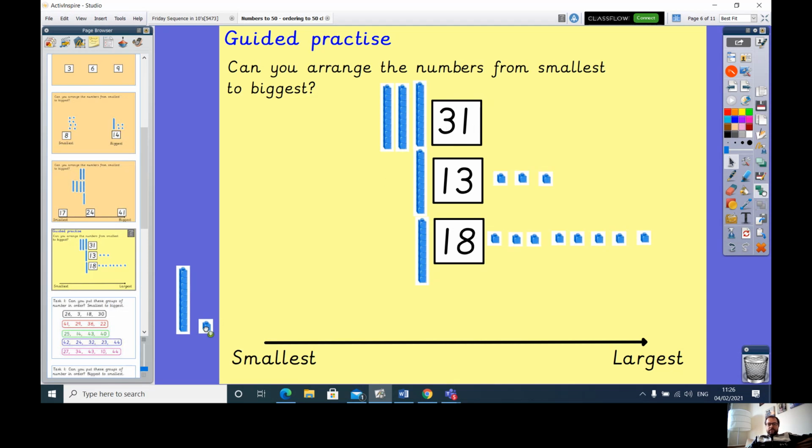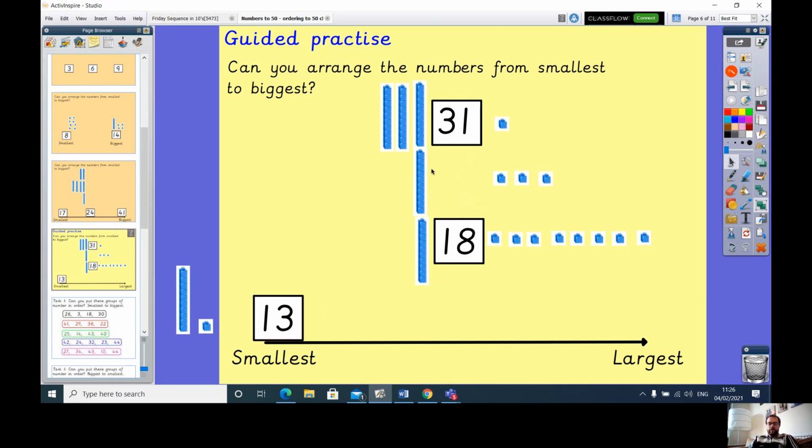How many ones has it got? Excellent, it's got 1. So we're looking for the smallest number. So we're looking for the number with the smallest amount of tens, which we worked out was 13, has 1 ten, and 18. So it's one of these two numbers. So then we look at the ones, and which one has the smallest amount of ones? Good, 13, it's only got 3. So 13 will be the smallest number.